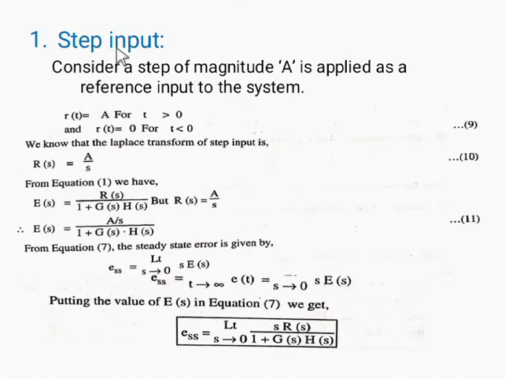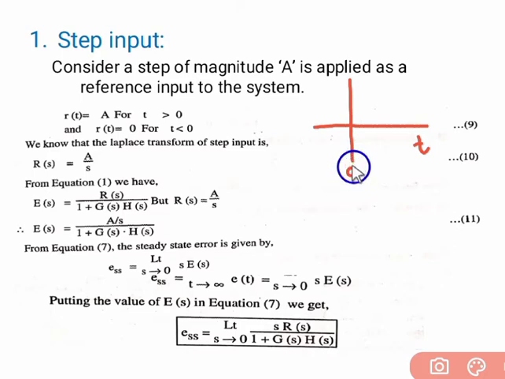Now first one is the step input. So consider a step input of magnitude A applied as a reference input to the system. That means input signal r(t) equals A for t greater than 0 and r(t) equals 0 for t less than 0. This is the time t. So for t less than 0, its magnitude is 0, and for t greater than 0, its magnitude is A. So this kind of signal is known as the step input.